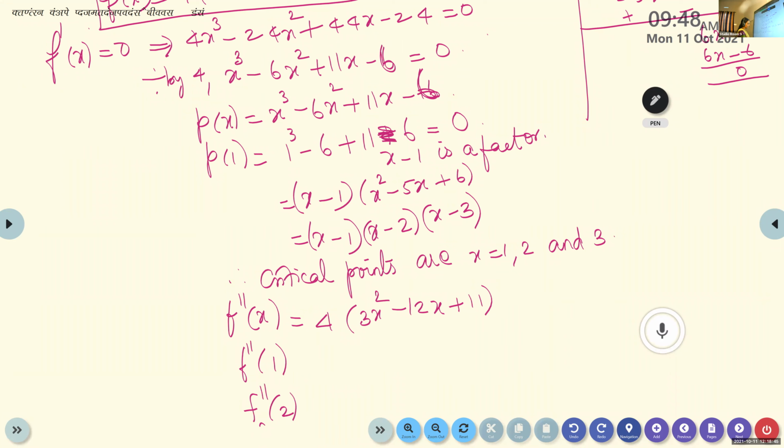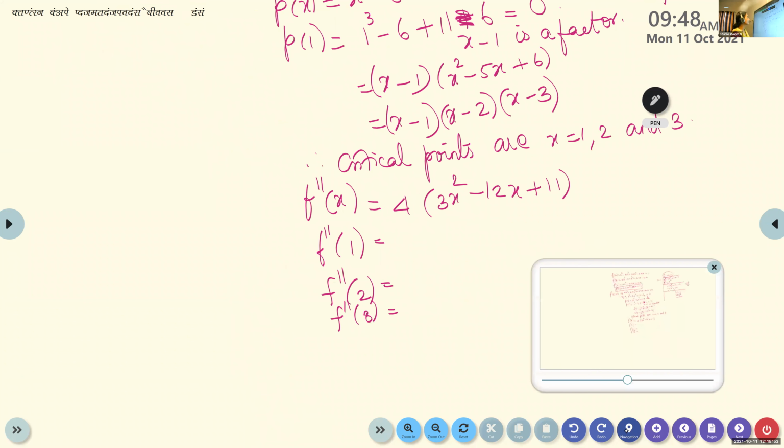What is f double dash of 2? And what is f double dash of 3? Check it. What is the sign? Is it positive or negative? Evaluate it.